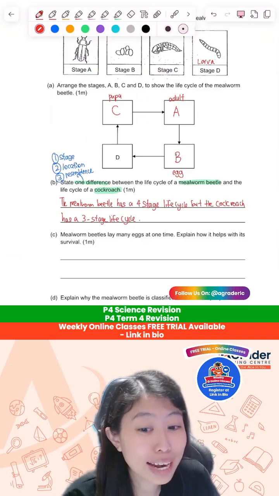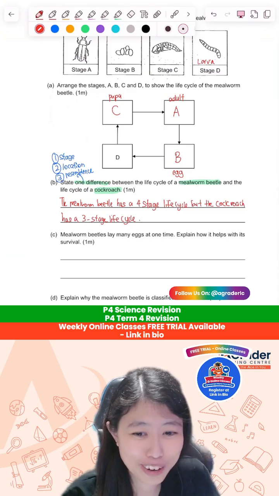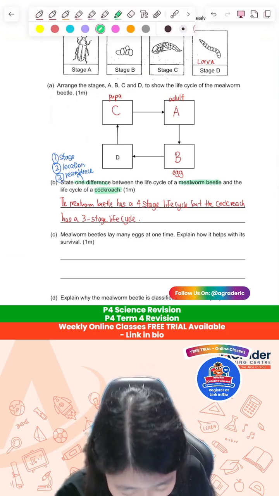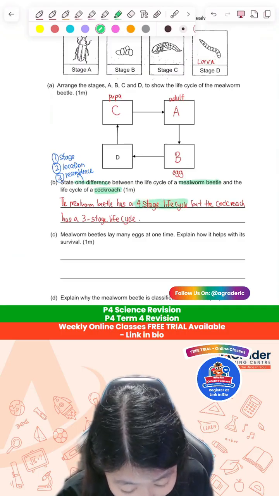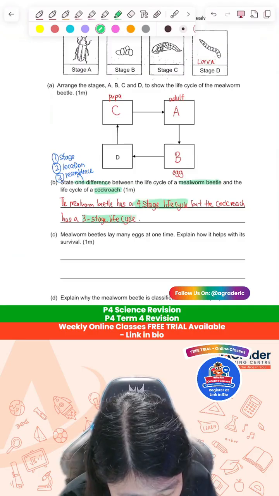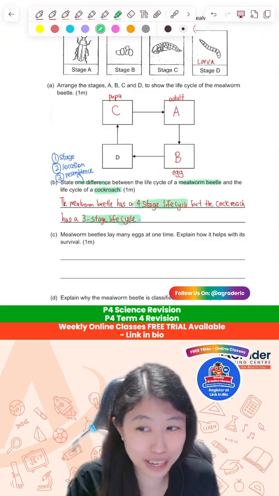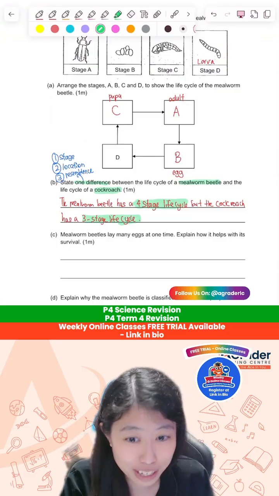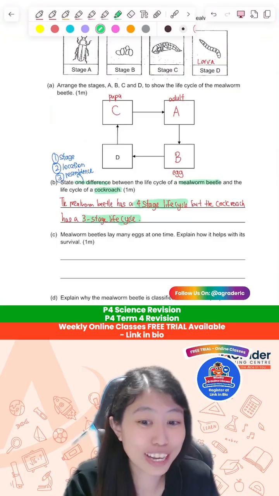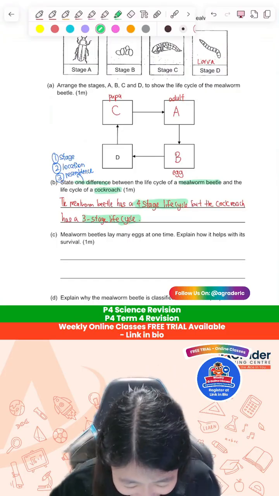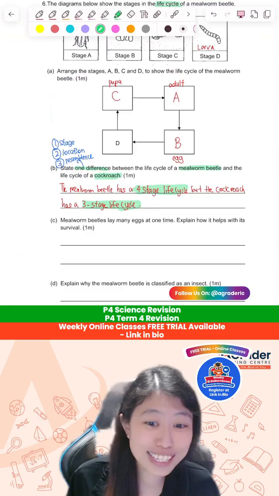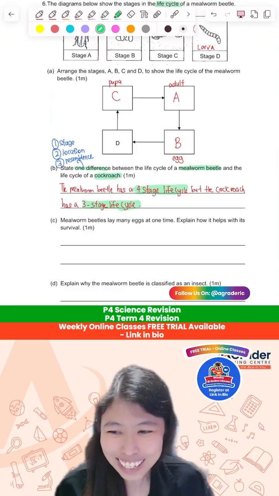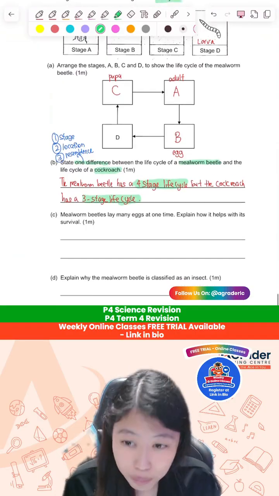We are comparing life cycle. We are not comparing the size or the characteristics of the organism. If they ask you to compare life cycle, just compare life cycle. Don't say that this has feathers and that has three body parts. Everyone, please be very careful. Life cycle, just stick to life cycle.